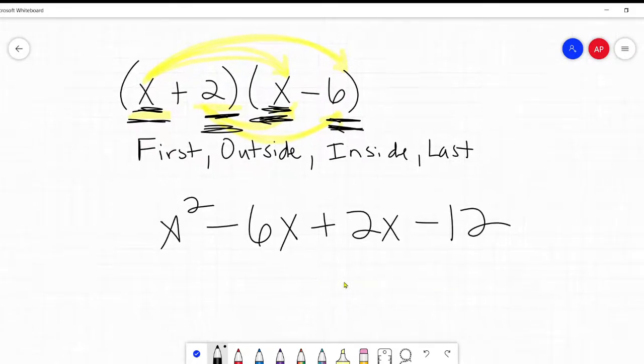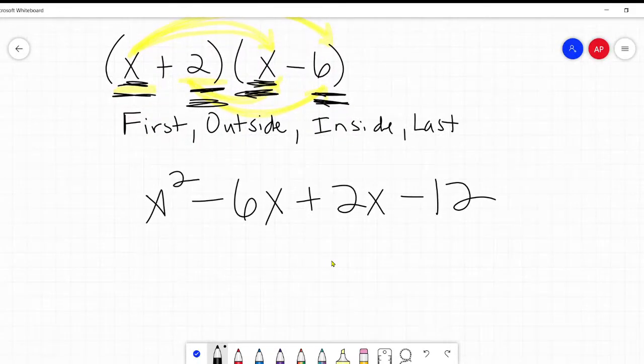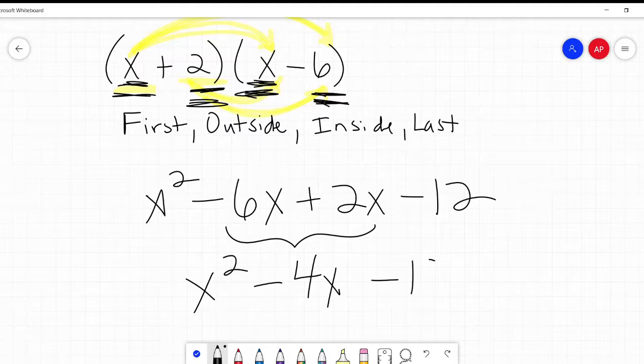Okay, can I combine any like terms? Yes. These here in the middle, both are just plain x's without any fancy extra exponents. So negative 6x and 2x, add those together, negative 4x. The others just drop down because I can't do anything with them. Okay, one last example.